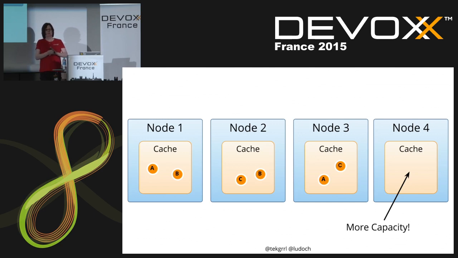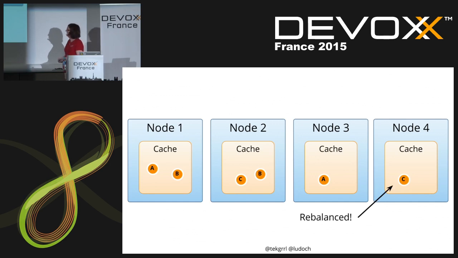So we want to distribute everything evenly, but we also want to make sure that we have enough capacity to be able to store all of the entries we need. Obviously, we have things like eviction policies and other kinds of policies we can use to remove data dynamically as needed. But adding more capacity will make our application hopefully more responsive because we can cache more data.